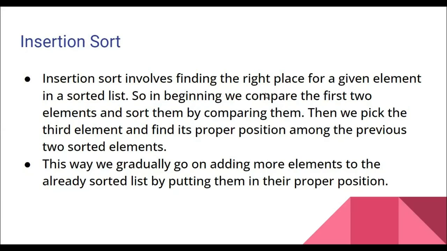Suppose we have 3, 1 and 2. We look at 3 and 1 and realize they are not sorted, so we make them 1 and 3. And then we have a 2. We have to put 2 in its correct position. Because 2 is lesser than 3 and greater than 1, we put it in between. So that is what we do: we try to find the proper position among the previously sorted elements. In this way, we go on adding more elements to the sorted list, and finally we have the complete sorted list.